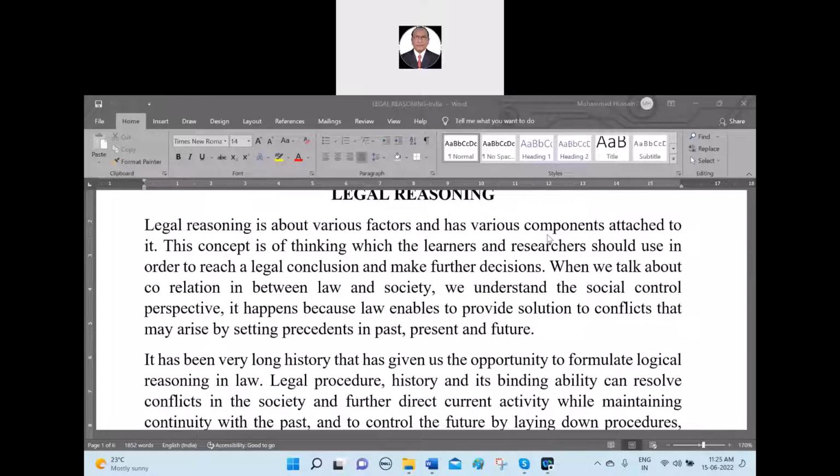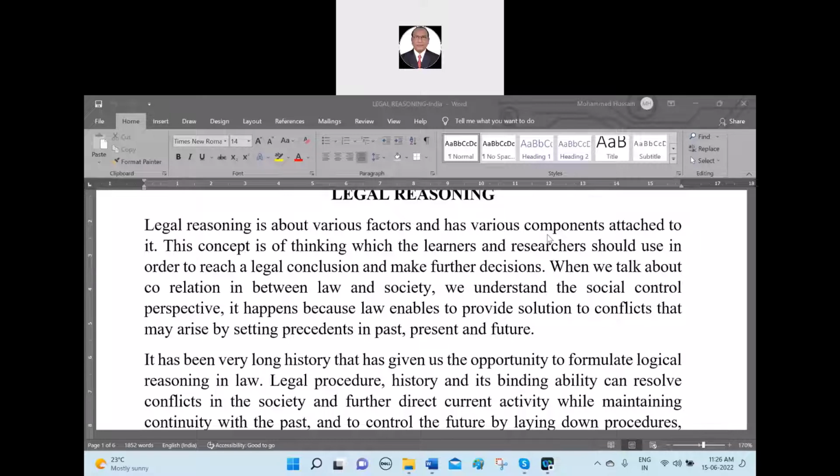When you talk about correlations between law and society, we understand the social control perspective. It happens because law provides solutions to conflicts that may arise by setting precedents in past, present and future. Why is law necessary for society? What will happen if there is no law? Anarchy. Might would be right. A law would be there so that nobody causes harm to another person without reasonable cause.